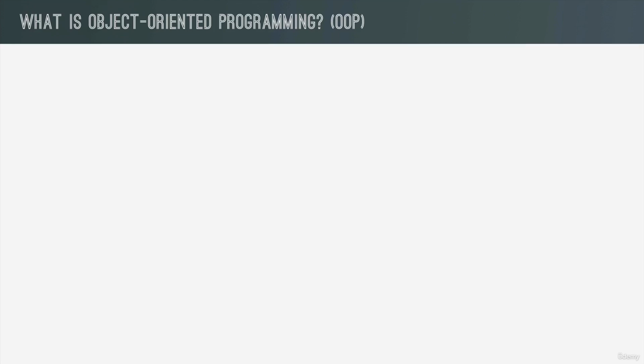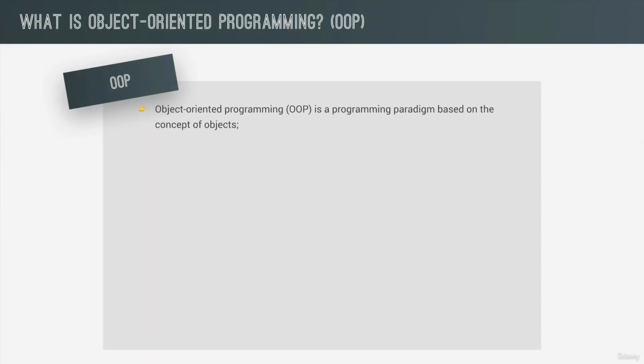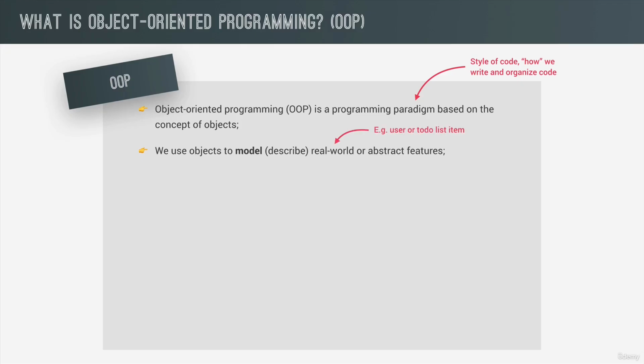Well, object-oriented programming, or OOP in short, is a programming paradigm that is based on the concept of objects. And paradigm simply means the style of the code. So the how we write and organize code. Now, we use objects to model, so to describe aspects of the real world, like a user or a to-do list item, or even more abstract features like an HTML component or some kind of data structure.